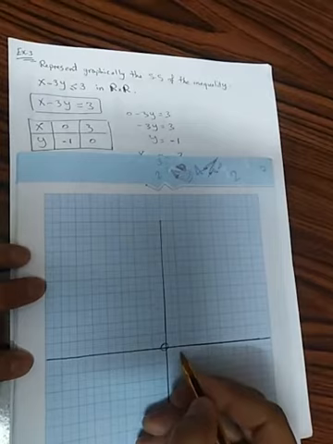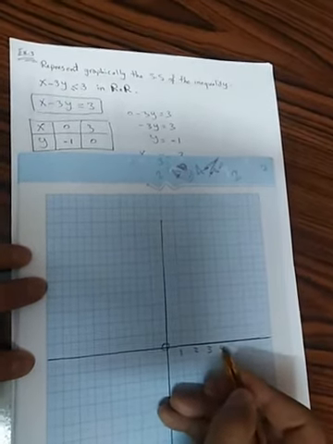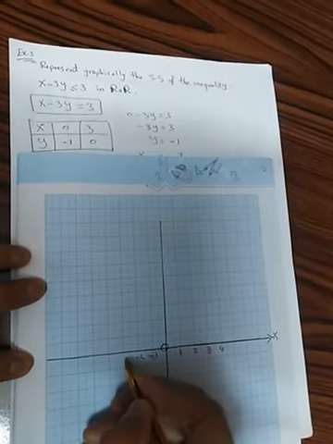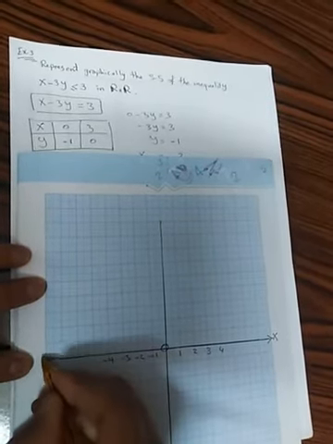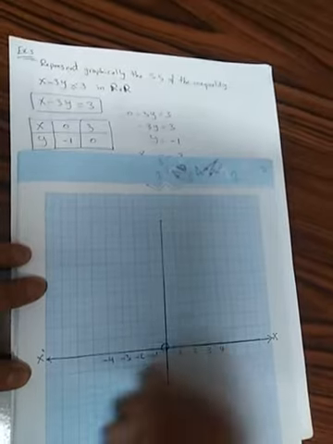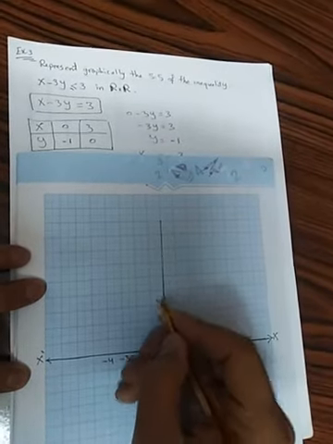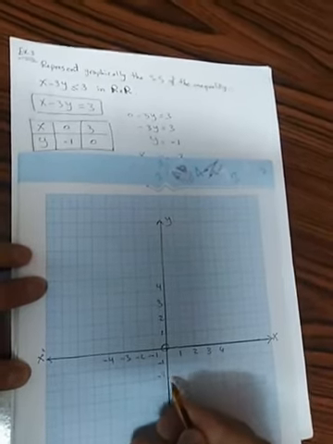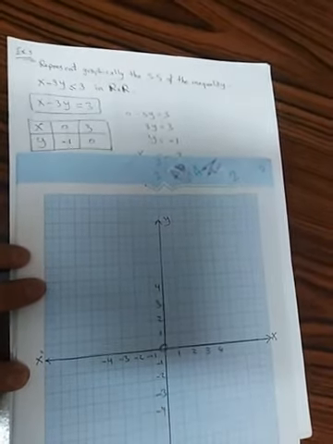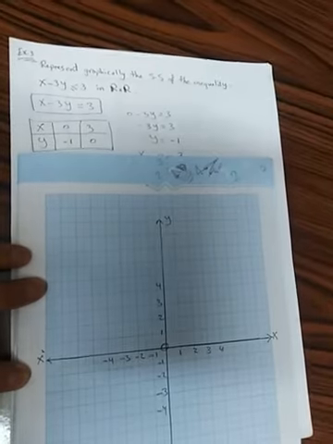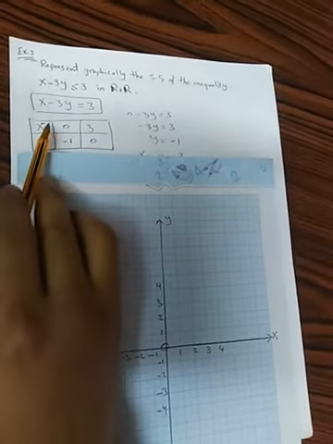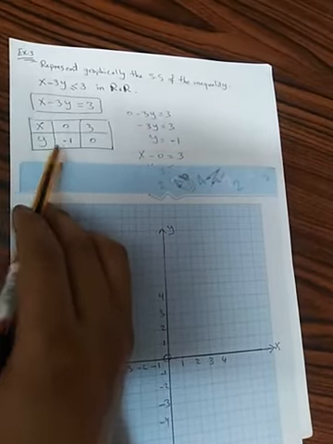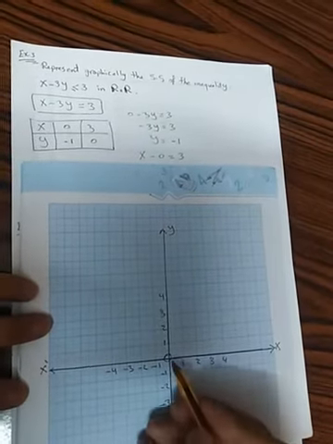0 is the origin point, 1, 2, 3, 4, and so on in x. Negative 1, negative 2, negative 3, negative 4 in the opposite direction of x. 1, 2, 3, 4 in y. Negative 1, negative 2, negative 3, negative 4 in the opposite direction of y. Where is the point (0, negative 1)? (0, negative 1) here.